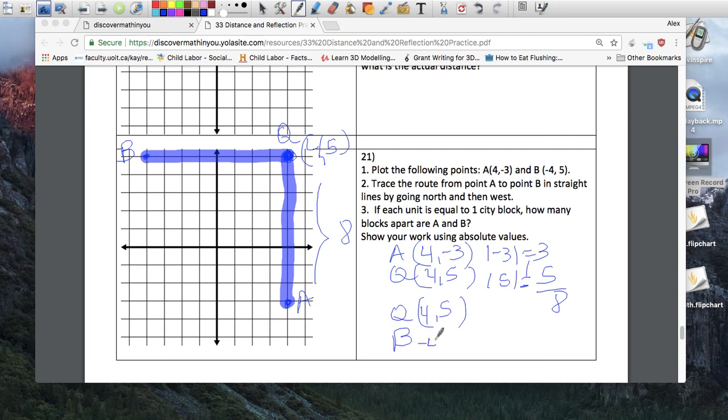From Q to B, Q is 4, 5 and B is negative 4 and 5. They're both 5 units up, but one is 4 to the right and the other is 4 to the left. The absolute value of 4 is 4, and the absolute value of negative 4 is also 4, and 4 plus 4 is 8. Hmm, in the recording the distance is said to be 10 units: 5 plus 5 is 10. So this whole section over here is 10 units. To find the distance between A and B, it's 8 this way and 10 that way. So 8 plus 10 is 18 units, or in this case, 18 blocks.